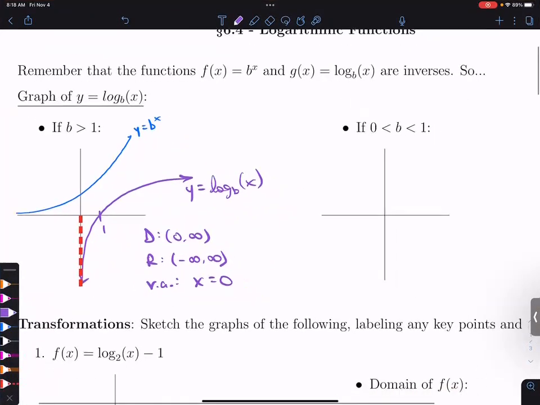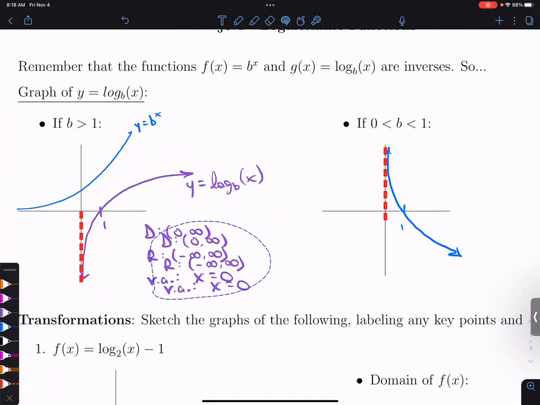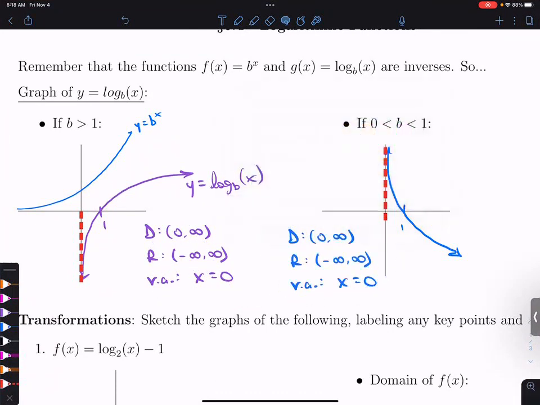All the other stuff is the same, right? All of the vital statistics stuff, this is all the same. Something like that. Vertical asymptote there, crossing at 1. All the same stuff.